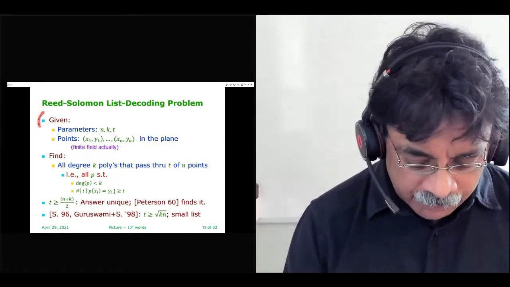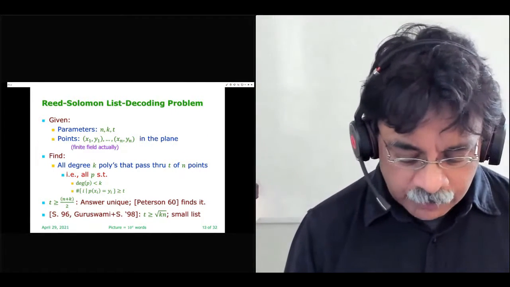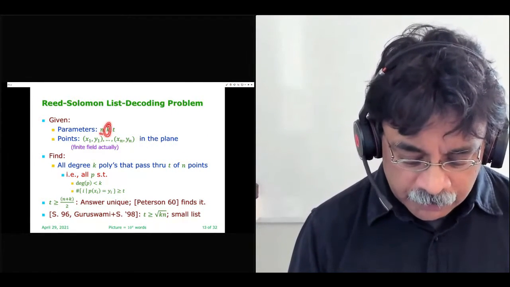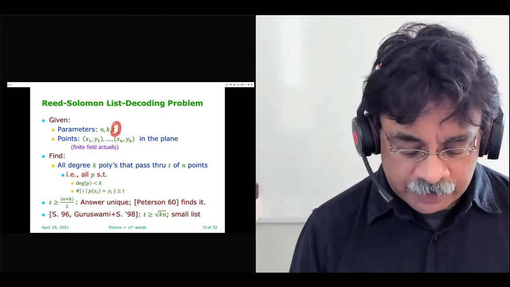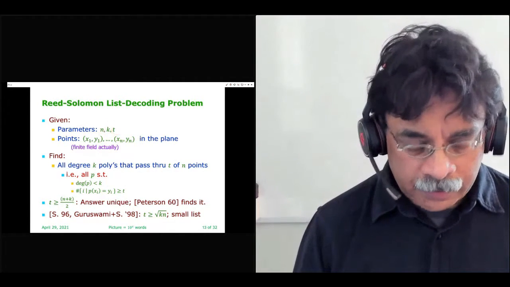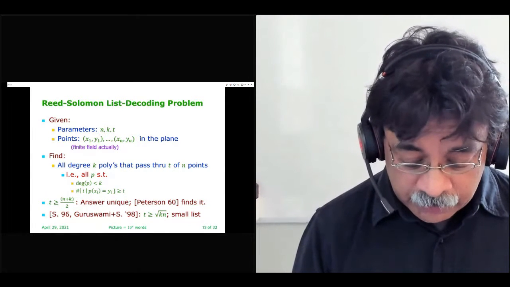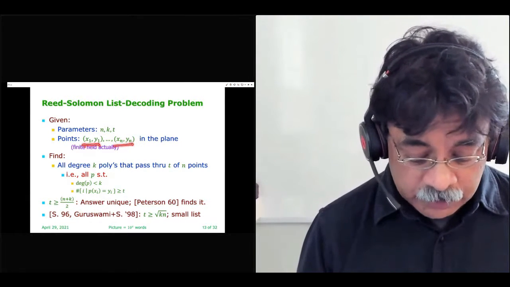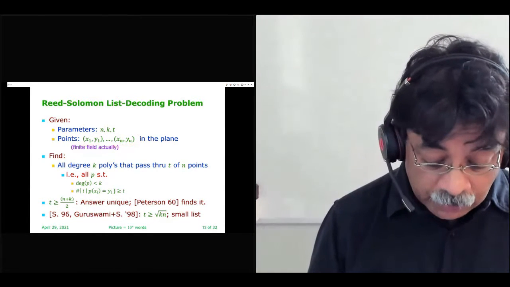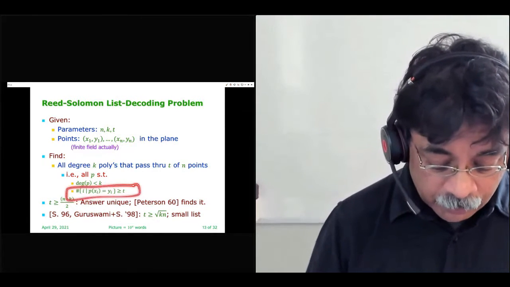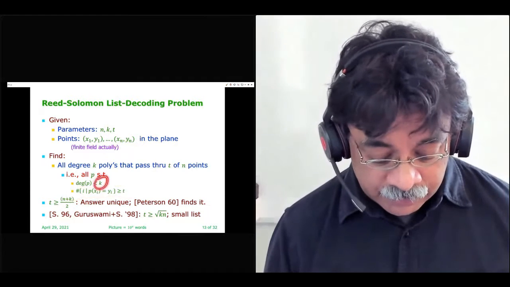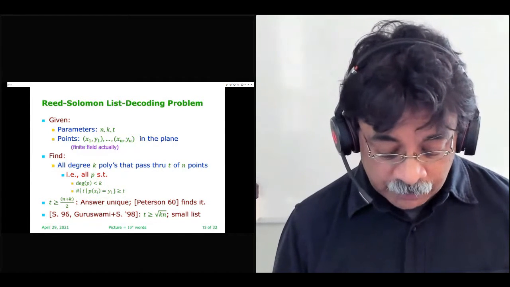That problem has a very simple description. You get these parameters: the degree of the polynomial, how often I expect to see p of xi equal to yi, and how many places I've evaluated it. And they translate to n points in the plane, x1, y1, x2, y2, and so on to xn, yn. Our goal is to find a polynomial which has the right degree and has the right number of agreements.